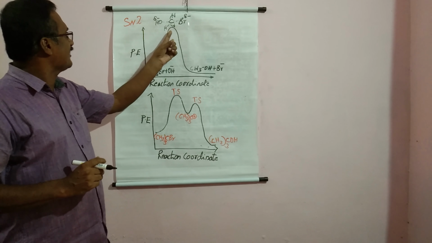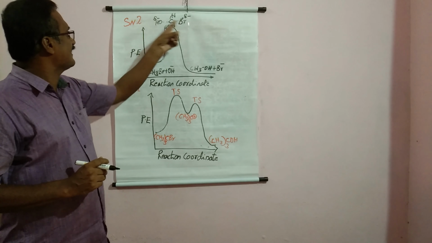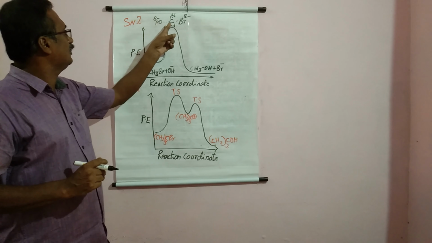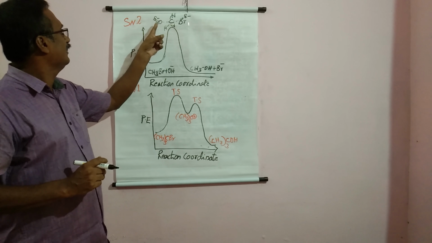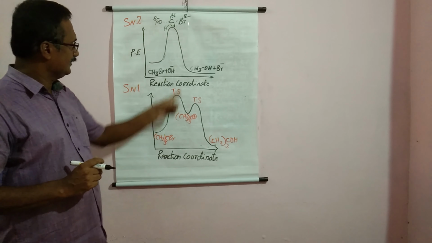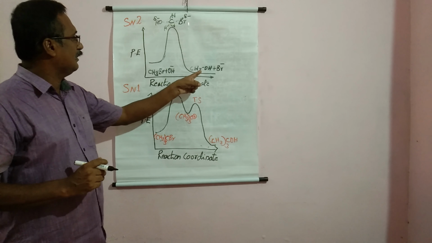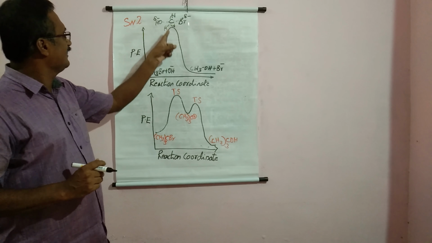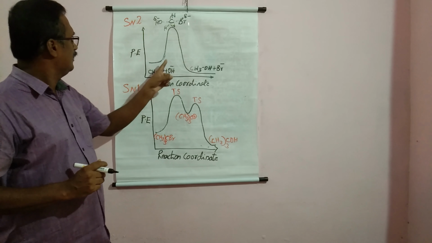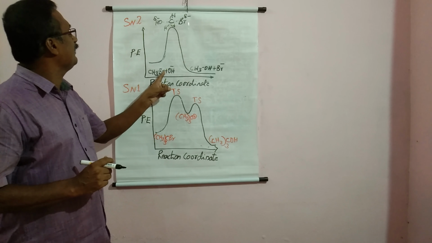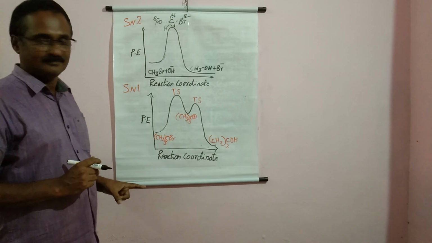In the transition state, both Br- and OH- are coordinated to the carbon atom. Both have partial negative charge. And they finally give the product methanol. This is the energy profile diagram of the reaction between methyl bromide and OH-.